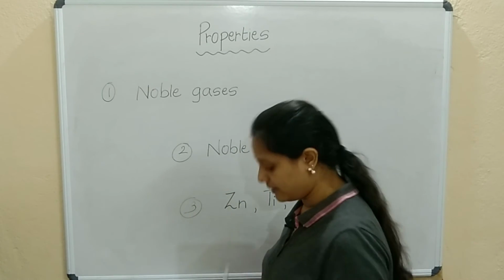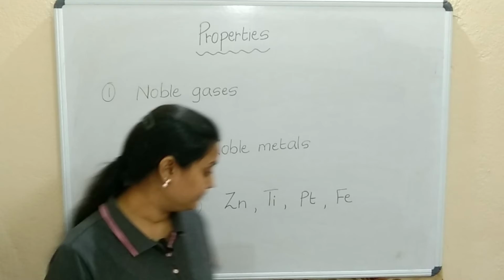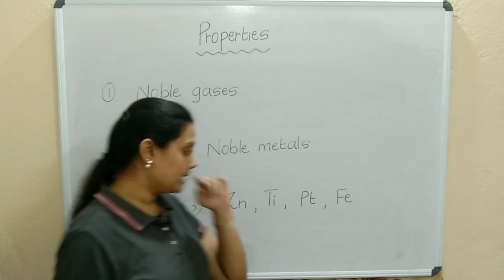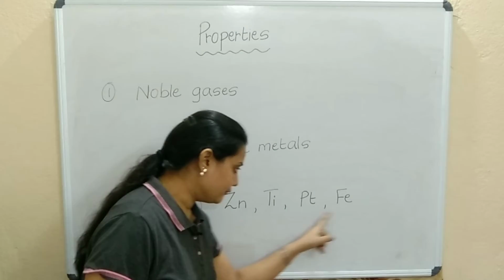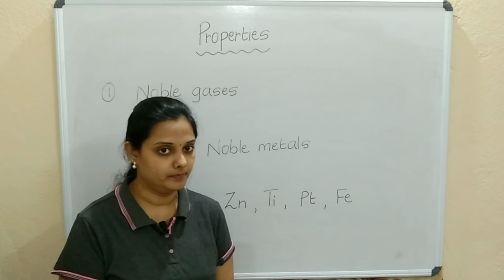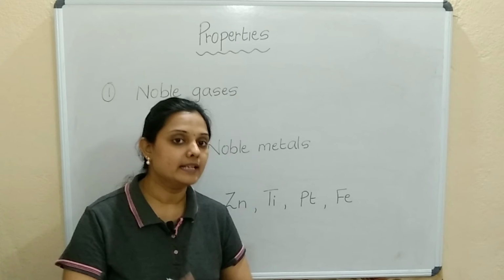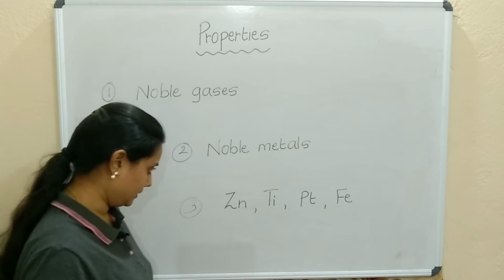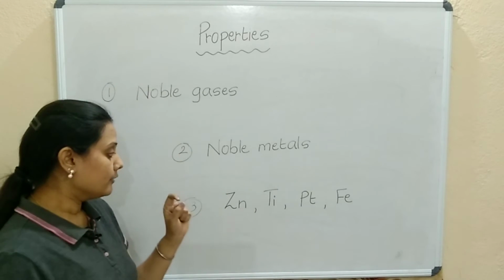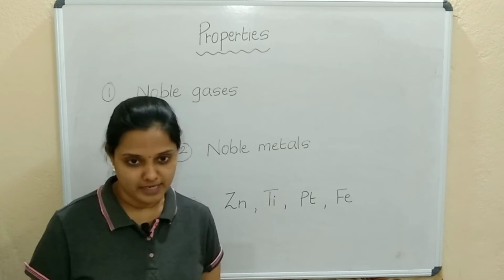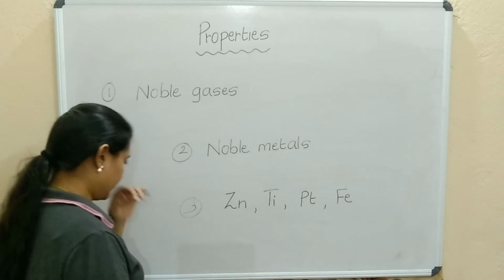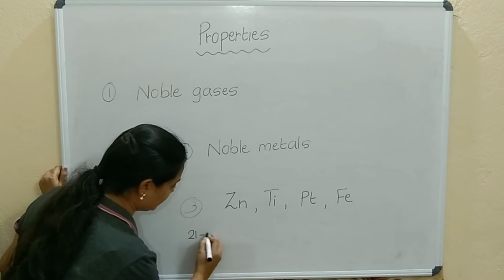And the third question, I have given 4 elements here: zinc, titanium, platinum, iron. Okay, my question is, out of these 4, which will not be attacked by oxygen? Which will not react with oxygen? That is my question. Okay, and one hint I will give here is, the first row of the D block elements, the first series of the D block, that is 3D series, the elements will be from atomic number 21 to 30.